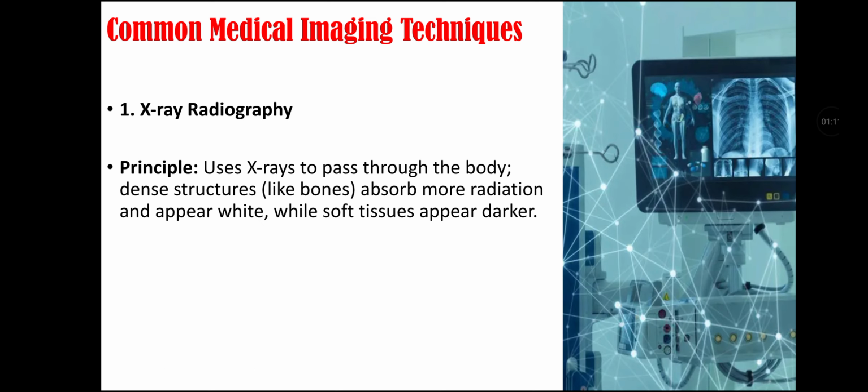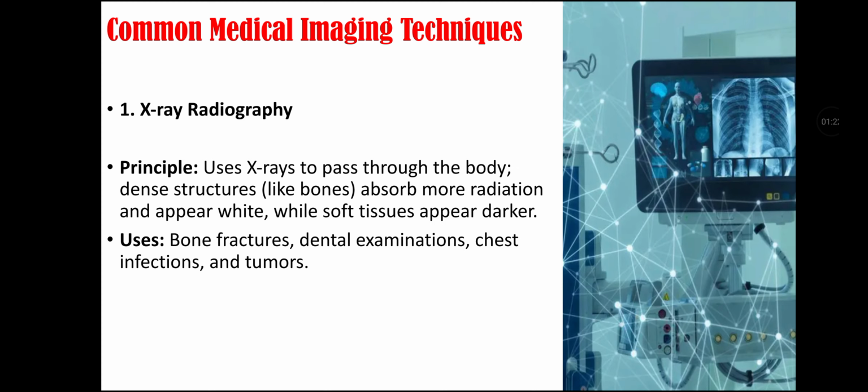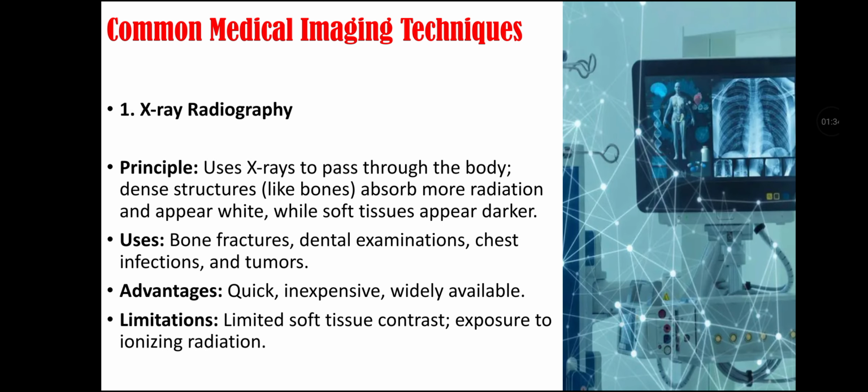First is X-ray radiography. It uses X-rays to pass through the body. Dense structures like bones absorb more radiation and appear white, while soft tissue appears darker. They are used for bone fractures, dental examination, chest infections, and tumors. Advantages include that it is quick, inexpensive, and widely available. Its limitations include limited soft tissue contrast and exposure to ionizing radiation.